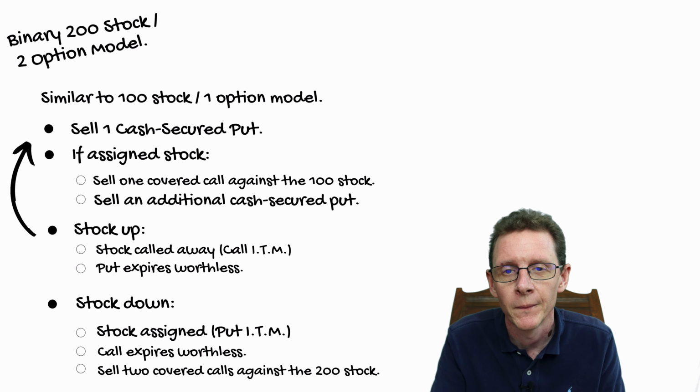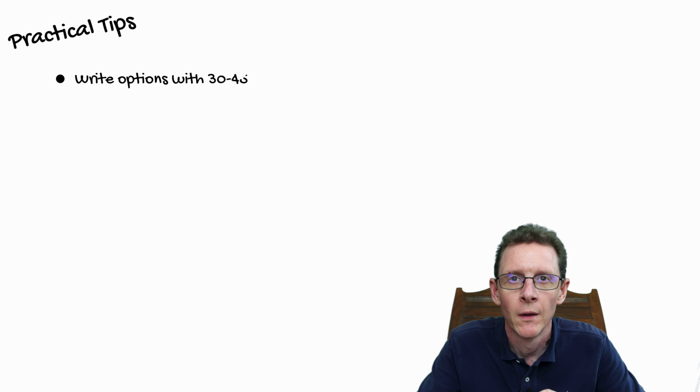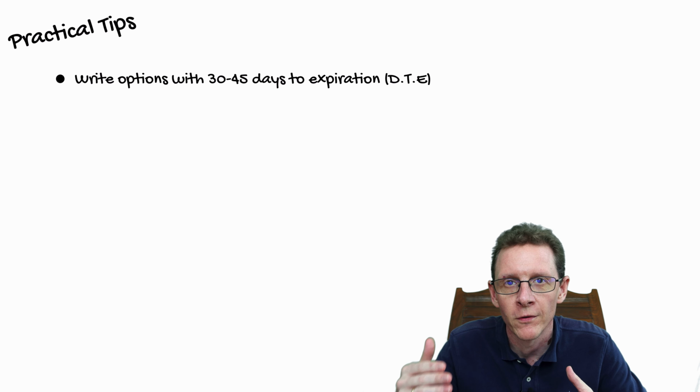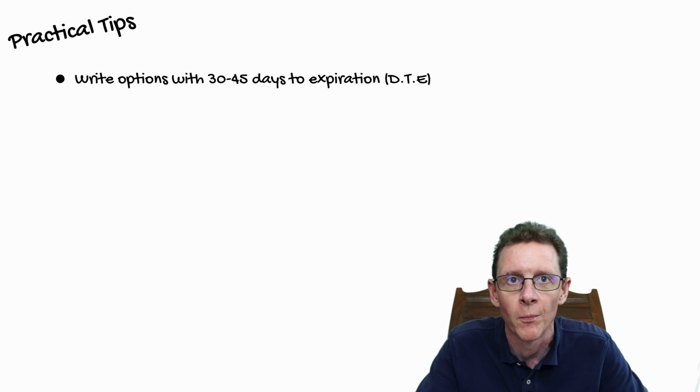Look at writing options with 30 to 45 days to go to expiration. Theta, or time decay, tends to accelerate as an option approaches its expiry date, and this time frame is appropriate to take advantage of this characteristic of options.